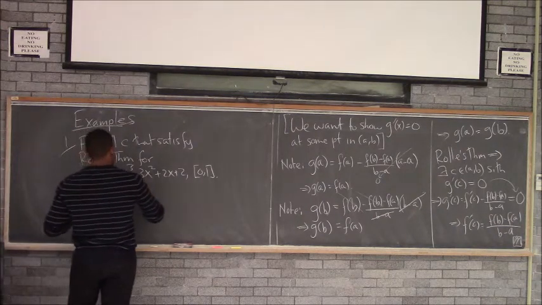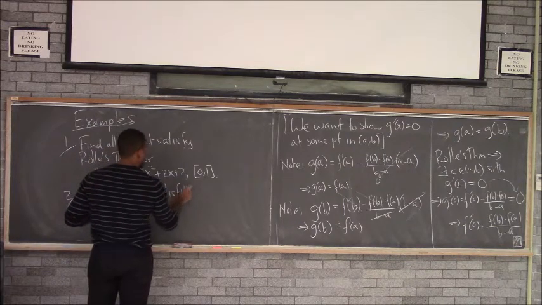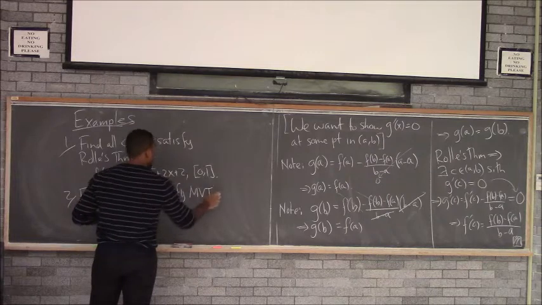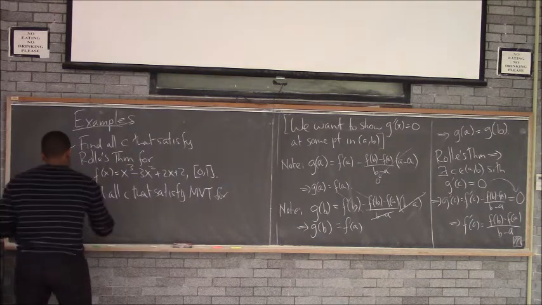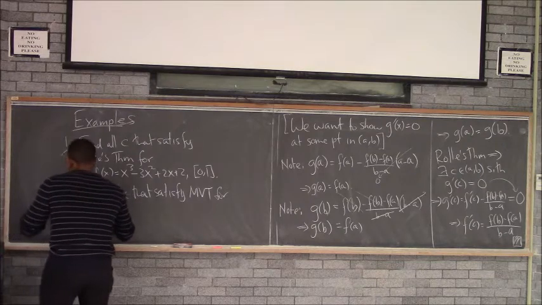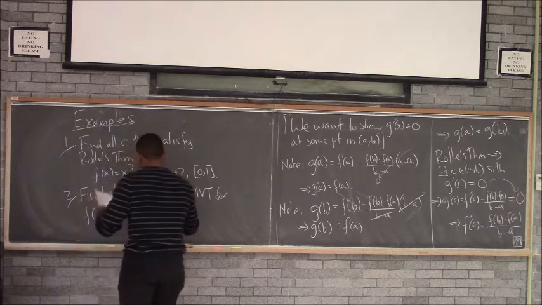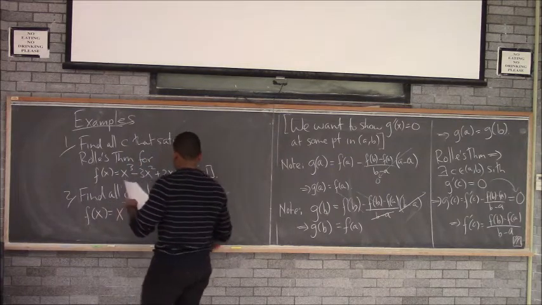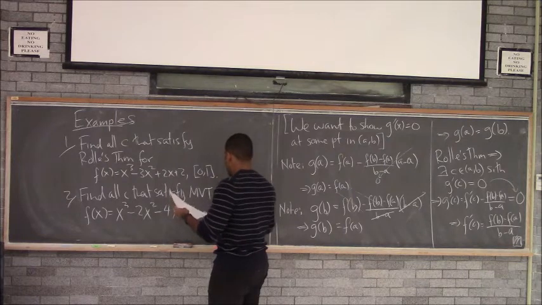Find all c that satisfy the mean value theorem for f of x equals x cubed minus 2x squared minus 4x plus 8 on the interval minus 1 to 1.